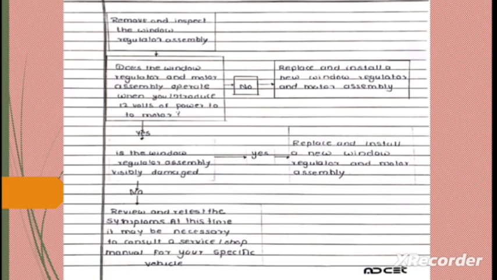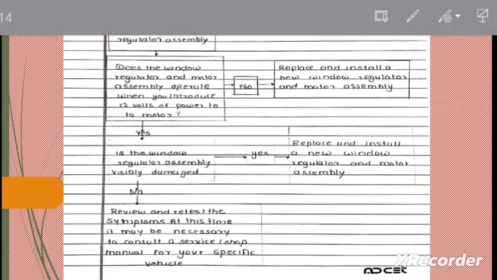Does the window regulator assembly and motor assembly operate when you introduce 12 volts of power to the motor? Again, two possibilities, no or yes. If it is no, replace the installation with a new window regulator and motor assembly. If it is yes, is there visible damage on the window regulator assembly? If it is yes, replace the installation with a new window regulator and motor assembly. If it is no, review and reset.